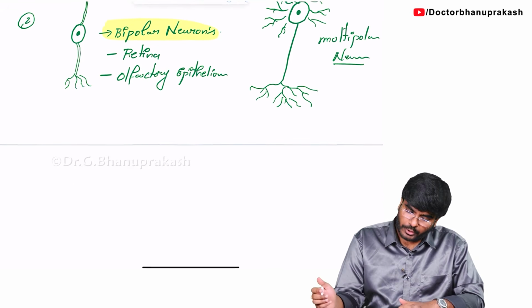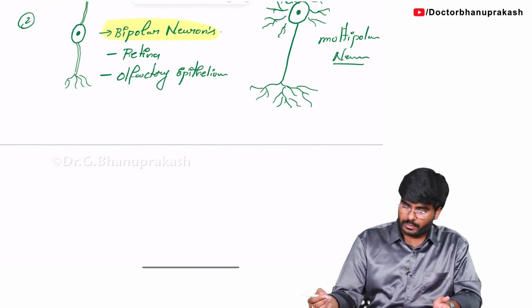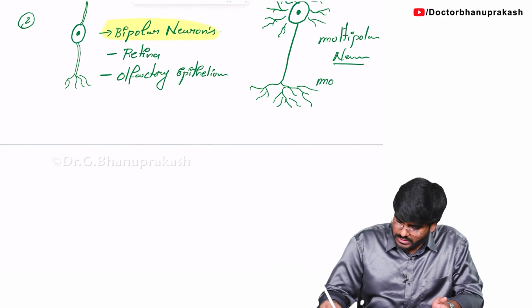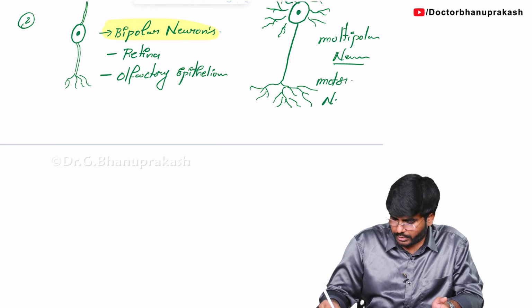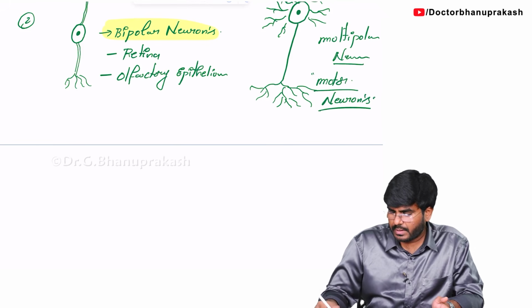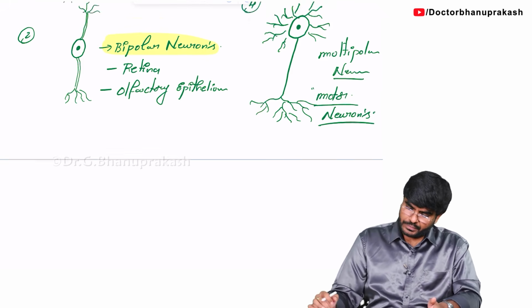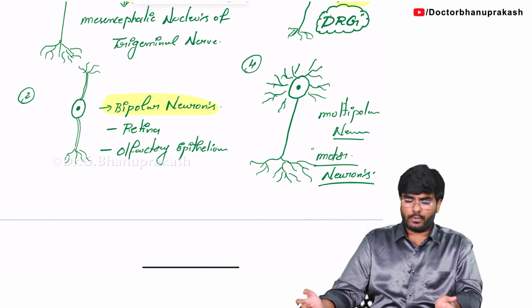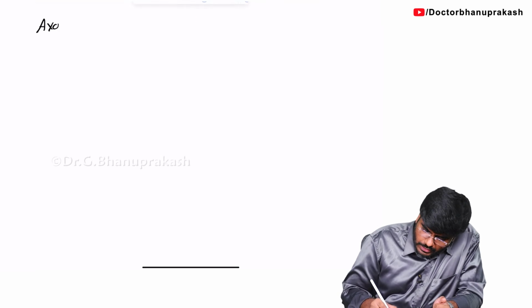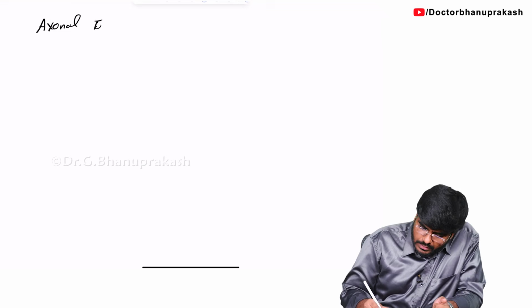And where do we see multipolar neurons? Multipolar neurons are present in multiple places, for example, all the motor neurons. The motor neurons arising from the anterior horn of the spinal cord are examples of multipolar neurons. Okay. Now let's continue with the very important topic called axonal transport.